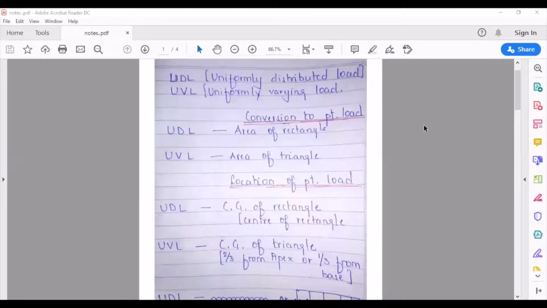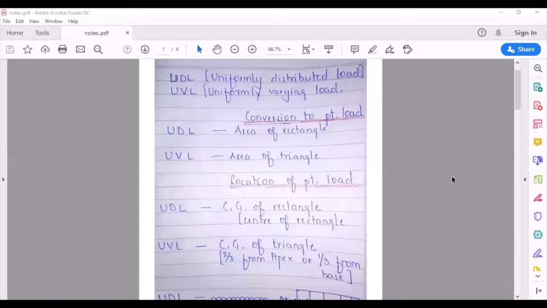different types of supports, different types of beams, different types of loads. Now, in different types of loads, we came across point load, uniformly distributed load, uniformly varying load. Before moving ahead, first let us understand how you convert this uniformly distributed load and uniformly varying load to a point load.